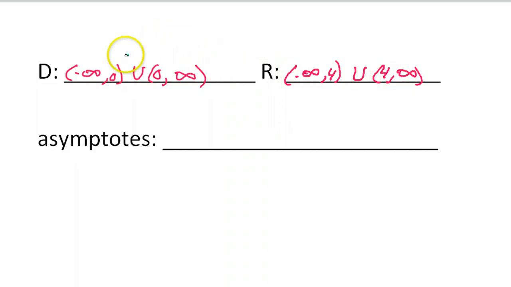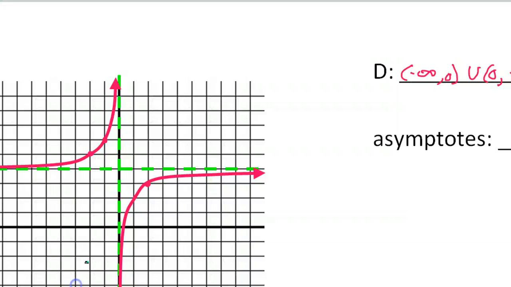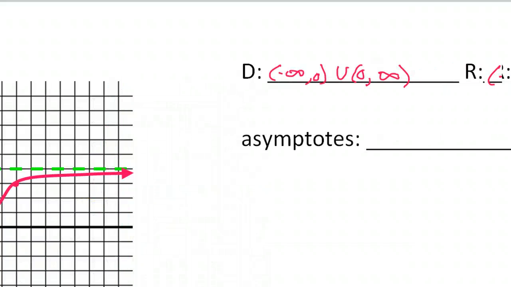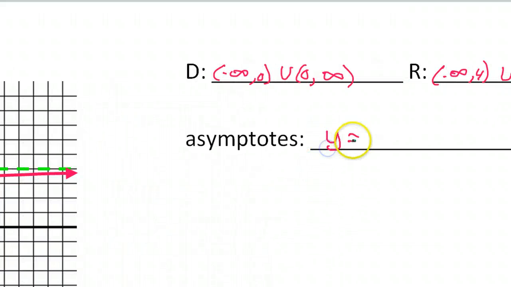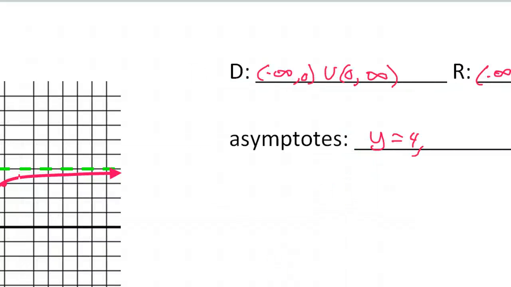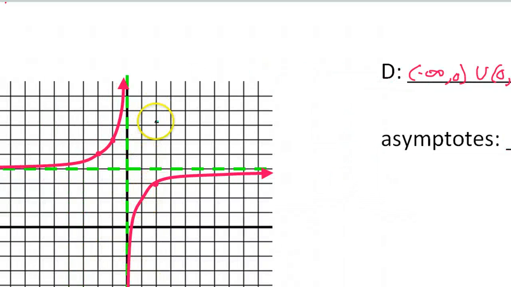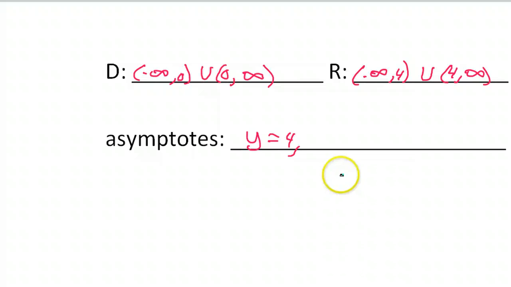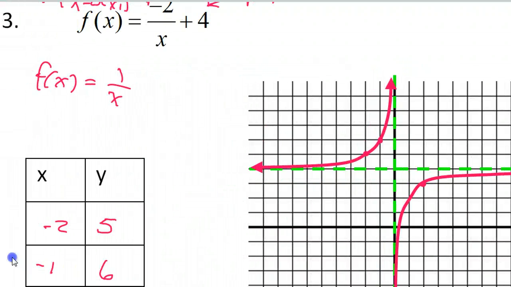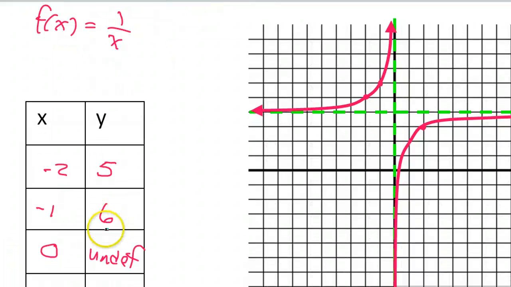Being careful to use round parentheses around the 0 and the 4 so we don't include the 0 or the 4. Of course, our horizontal asymptote is always y equals a number. In this case, y equals 4. Alright, the vertical asymptote is always x equals a number. In this case, x equals 0. Alright, and that sums it up for problem number 3.